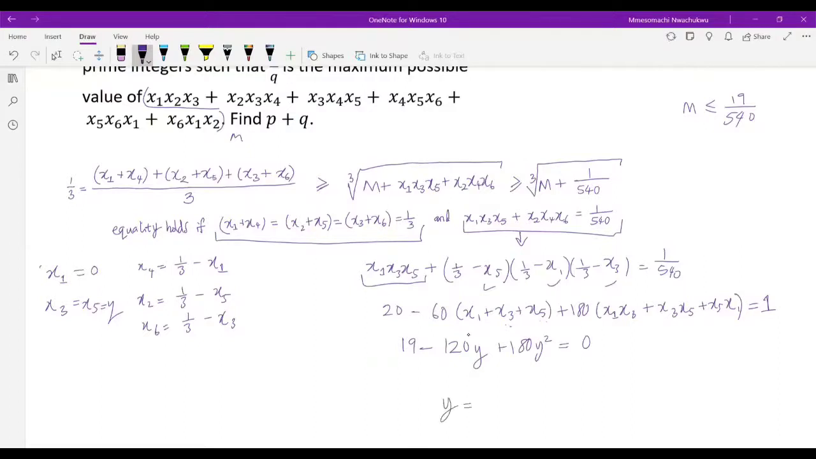So we can get that y is equal to, when we apply the quadratic formula, 120 plus or minus the root of b squared, so 120 squared minus 4ac, and this is 720. I already used a calculator to do that, because I don't want this video to be longer than necessary. All over 2a, which is 360. And when this is simplified, this gives us 120 plus or minus 12 root 5.